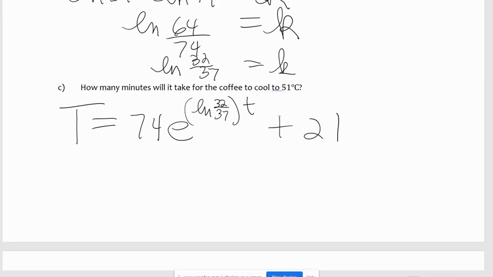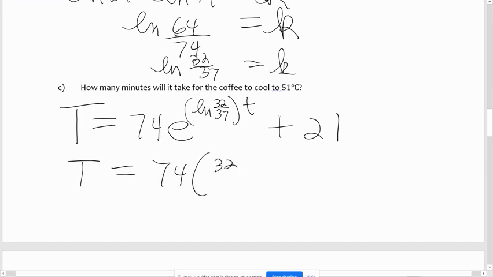But if this were an FRQ, they might let you get away with that. But e to the ln is one of the properties of exponents. They cancel each other out. So you could really write this as t equals 74 times 32 over 37 to the t, plus 21.